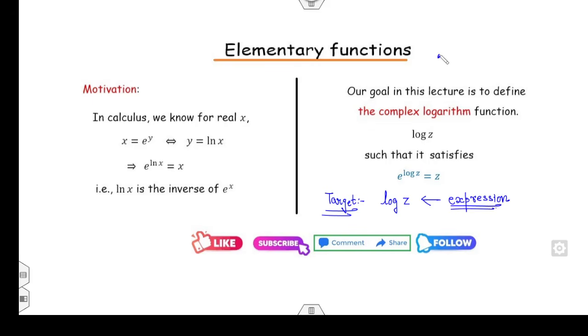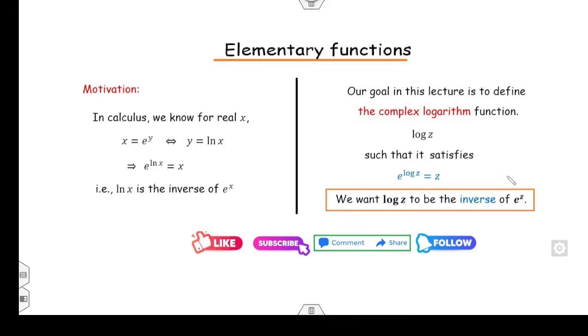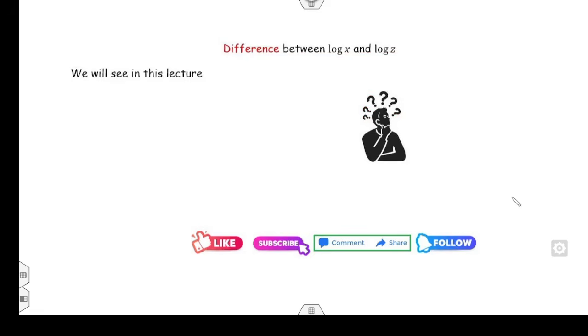Fine. Remember students, if z is a real number, then these equations hold. If z is a real number, then we can always say e raised to power log z is z. लेकिन अगर ये complex number है, then the big question mark arises here. Then how can we deal with them? So we will see in this lecture deeply. So our target is to want log of z to be the inverse of e raised to power z.